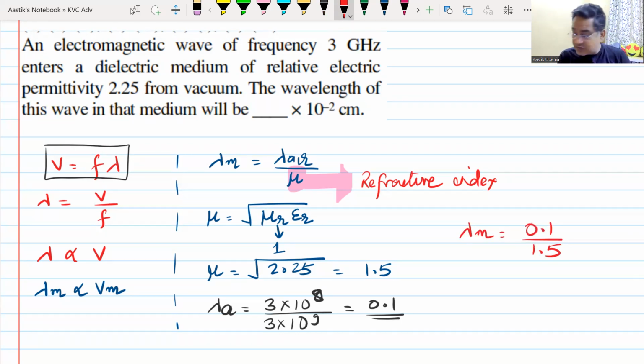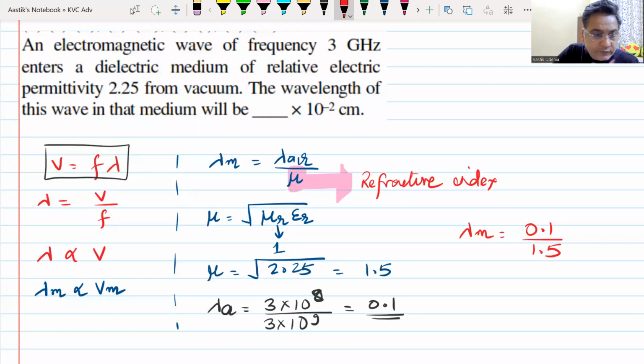Do you understand how this question is done? Yes, sir. I'll give you 2 minutes to note it down. Note it down and understand what we have done and the formula that we have to remember. Let me move to the next question.